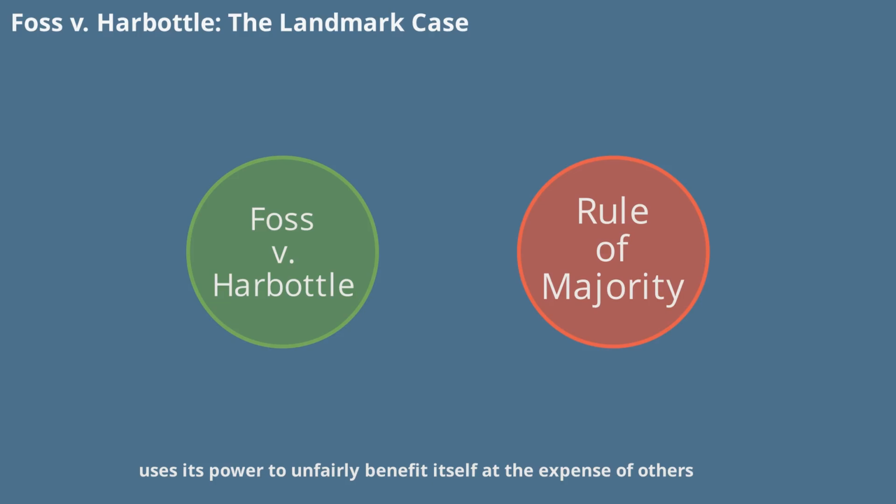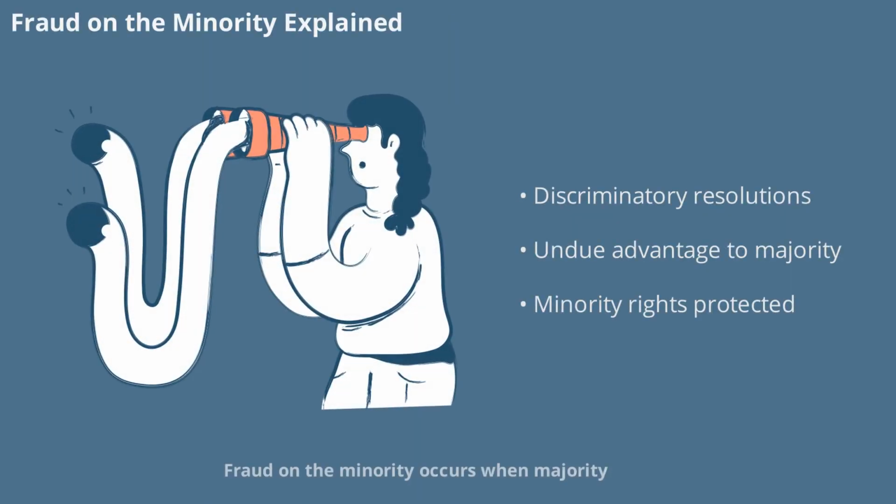unfairly benefit itself. Fraud on the minority occurs when majority shareholders pass resolutions that discriminate against minority shareholders, giving themselves undue advantages. For example, if the majority forces the minority to sell their shares under the guise of benefiting the company, this is considered fraud on the minority. The Companies Act 2013 addresses such abuses by granting specific rights and protection to minority shareholders, ensuring their interests are not trampled by those in control.